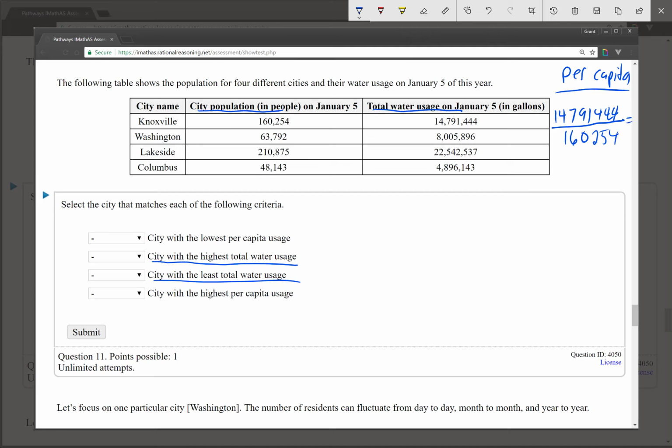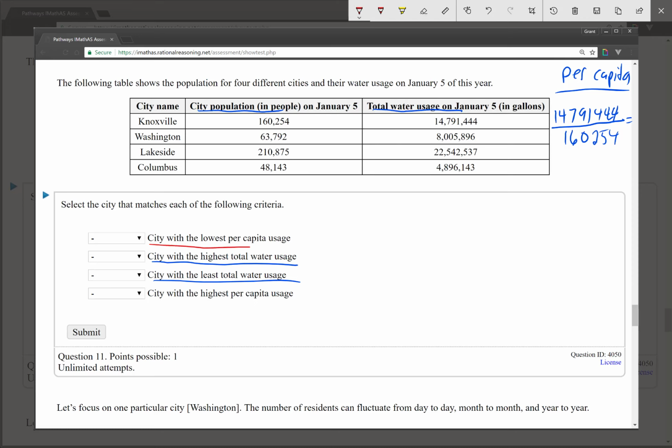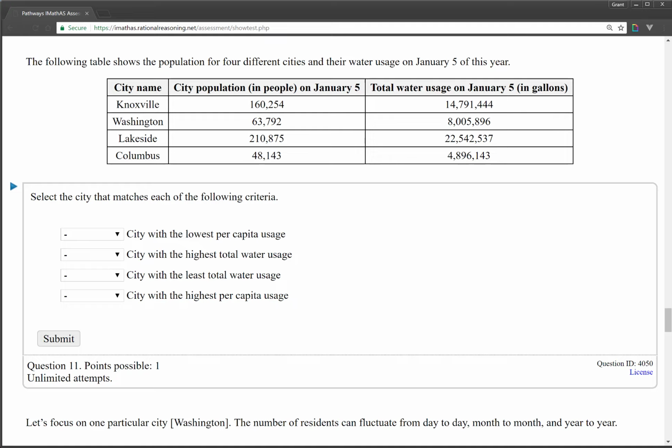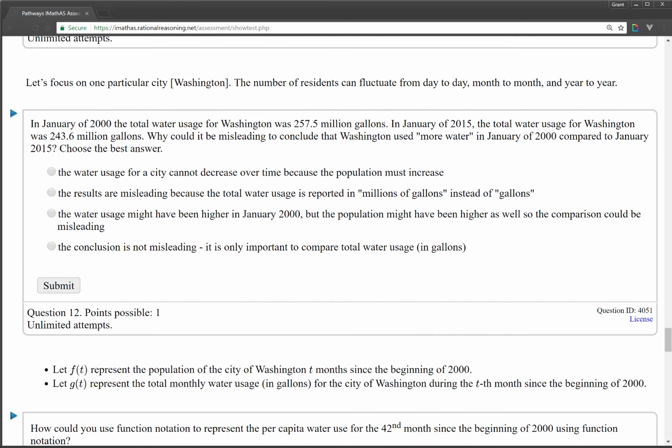You can do that for each one of these rows, and you can actually compute the per capita water usage. And if you do that, you should be able to answer the questions down here about per capita water usage. You'll have to actually compute those, computing the ratio of total water usage to population. So I'm going to skip this next part.